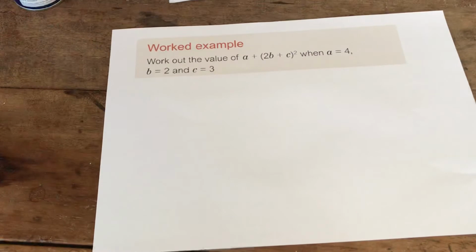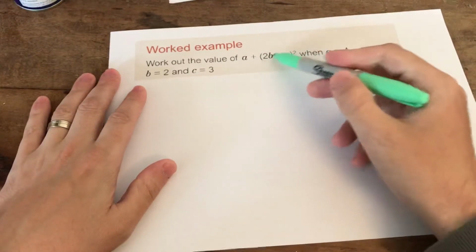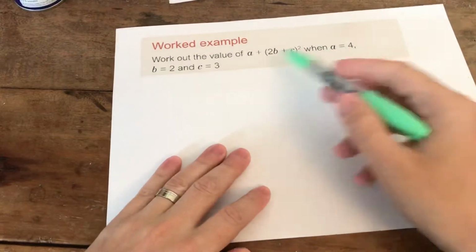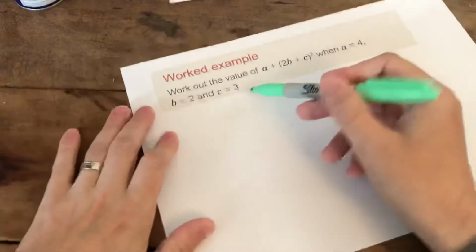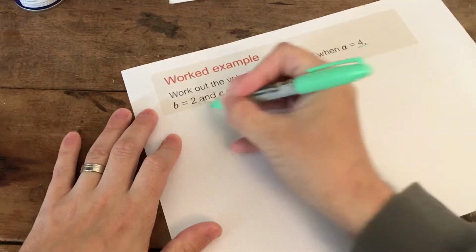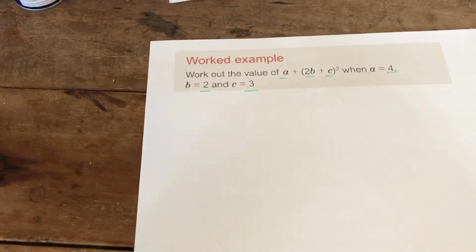So if we have a look at this, it says A plus 2B add C, where 2B and C are in brackets, all squared, when you're given the values A equals 4, B equals 2, C equals 3. So what we're going to do is swap these letters for the numerical values here. That's what happens when we substitute. Think of a football match when there's a substitution: one player goes off, somebody goes on to take their place. That's what's happening here. The letter's going off and the numerical value is going in to take its place.